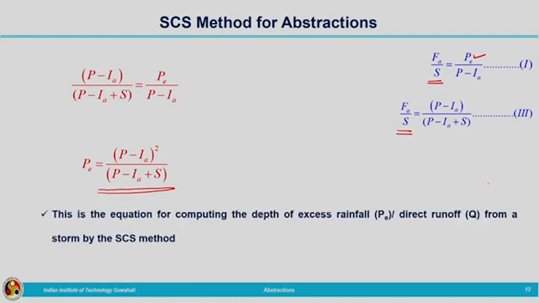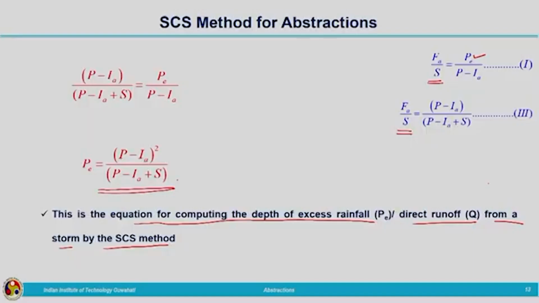So, this is the basic equation for computing the depth of excess rainfall, that is nothing but our direct runoff from a storm by using SCS method. So, it is a very simple method and also a very successfully used method for the agricultural watershed. This has been extended to other types of watersheds also. So, the excess rainfall or the direct runoff depth can be calculated by using this formula. So, you look at the formula carefully. P is the total rainfall that we will be having, and Ia is the initial abstraction and S is the potential retention or the maximum storage.